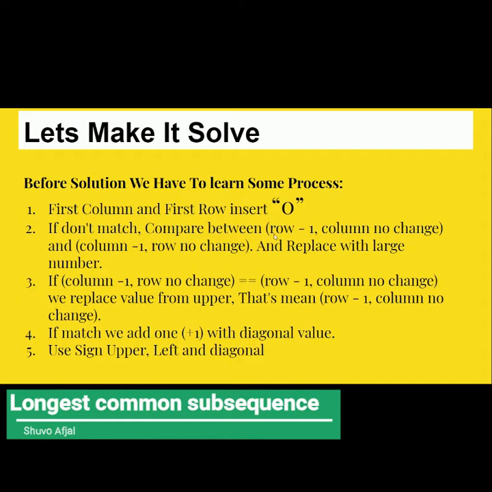If they don't match, compare the cell at row minus 1 with the same column, and the cell at column minus 1 with the same row, and replace with the larger number. If the left value equals the upper value, we replace it with the value from the upper, that is, from row minus 1 and the same column. If they match, we add 1 to the diagonal value. Use the signs upper, left and diagonal. Let's see an example.